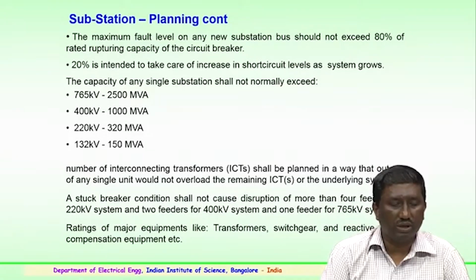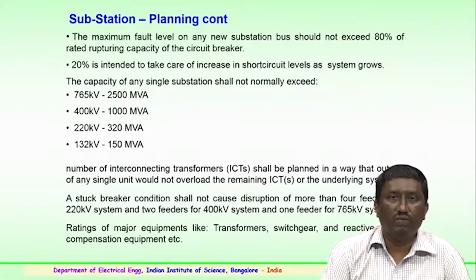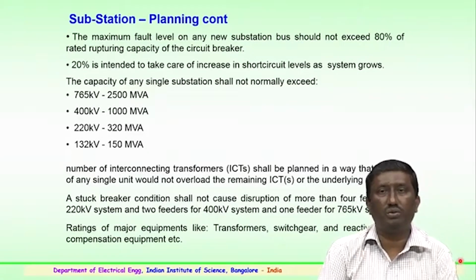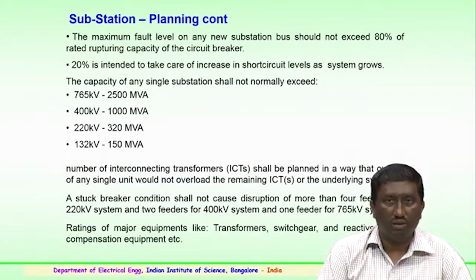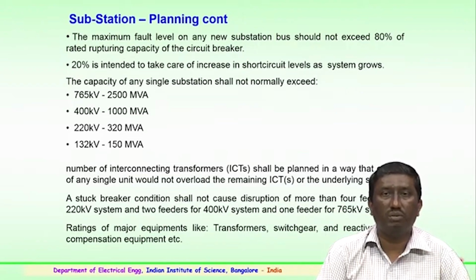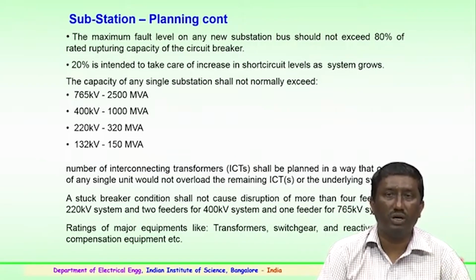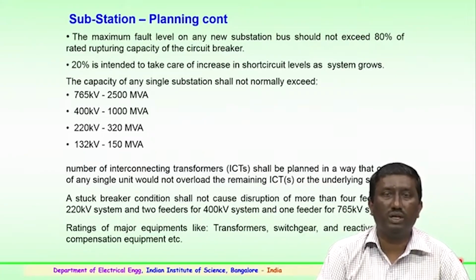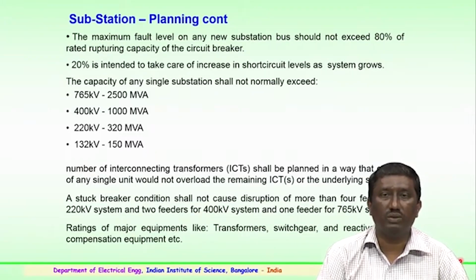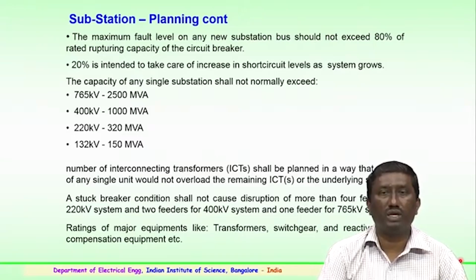Continuing with the substation planning, the maximum fault level on any new substation which is to be planned should not exceed 80% of the rated rupturing capability of the circuit breaker. This point we have already discussed. This is mainly to ensure that 20% is kept to take care of the increase in short circuit levels in case of the future growth of the transmission.